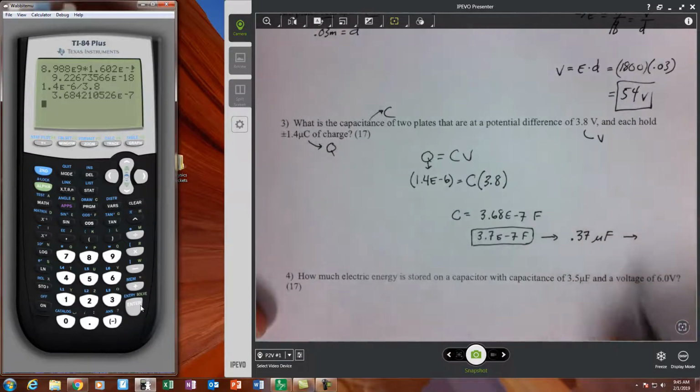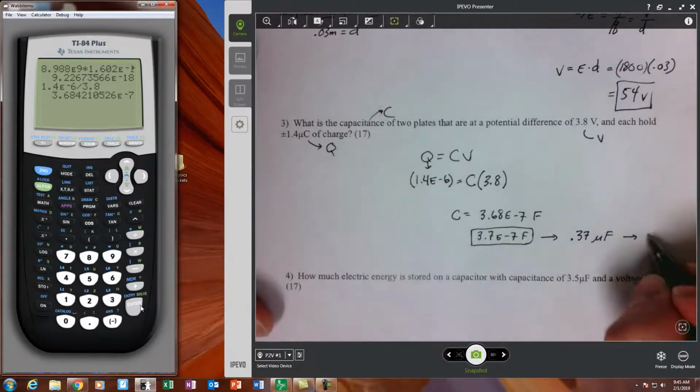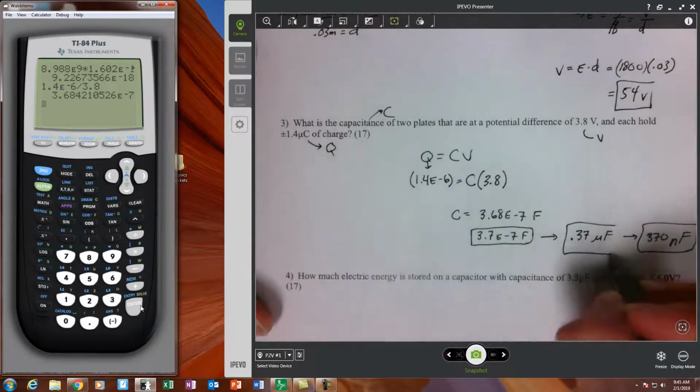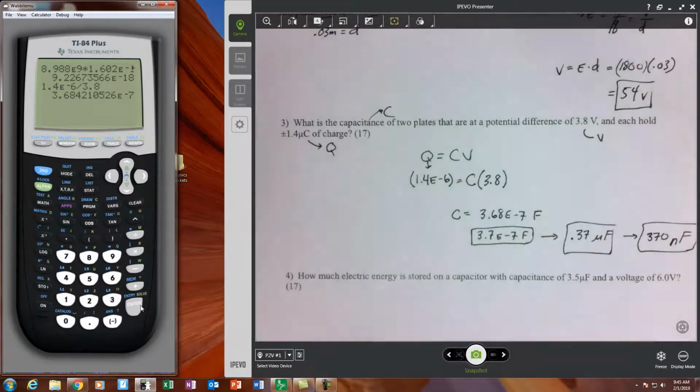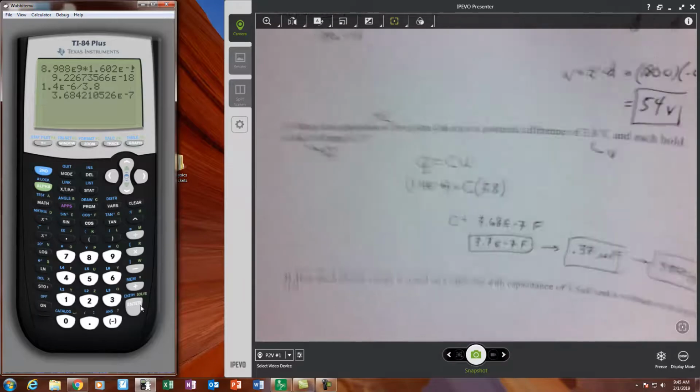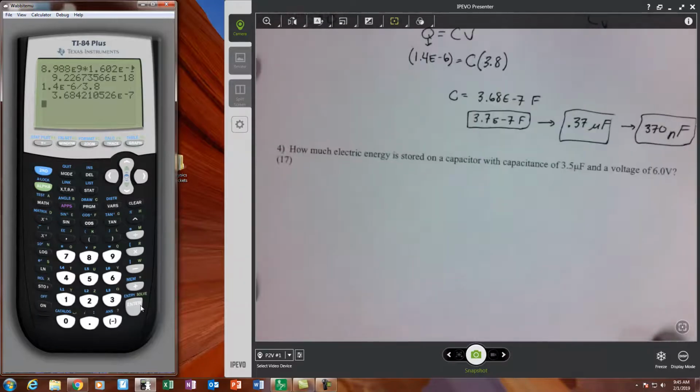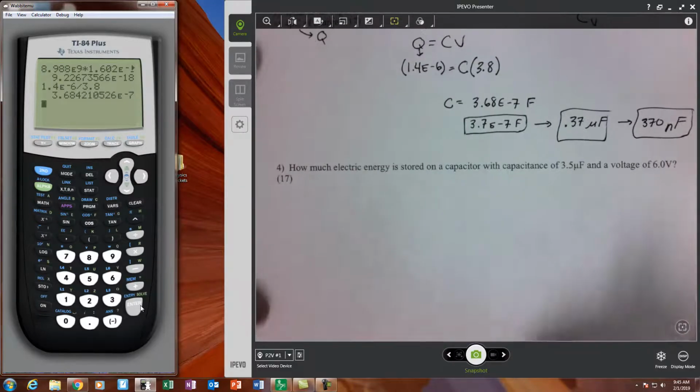If I wanted to go the other way to make it E negative 9, I'd have to go 2 spaces to make it E negative 9. That would be 370 nanofarads. So either one of those is also an acceptable answer. Play around with it a little bit. Try to make sure you understand how to make those conversions so that you can get the prefixes. It's just nice to have that. It simplifies our problems a lot.